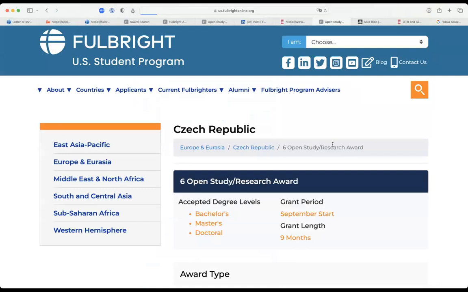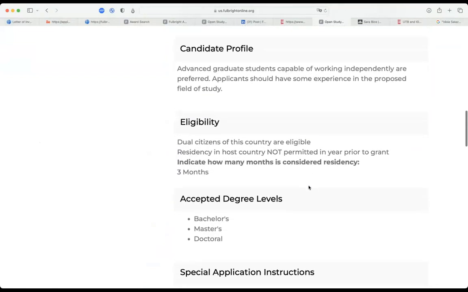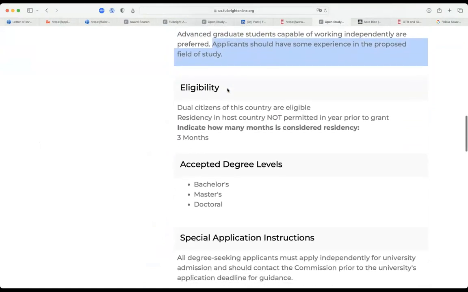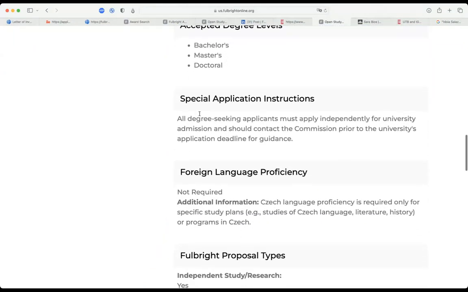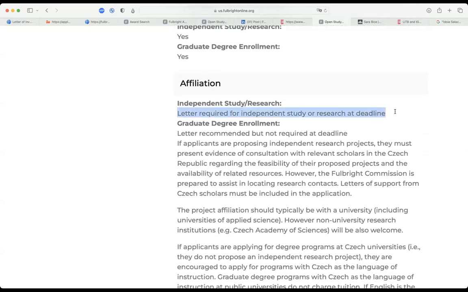And so we are looking at their Open Study Research Awards. And we see that they prefer advanced graduate students capable of working independently and should have some experience in this field. And looking at this, if you're looking for a degree, you need to apply independently for university admission. Okay, great. And if you are doing an independent study, you need a letter of affiliation. If you're applying for a graduate program, it's recommended but not required at the application deadline.